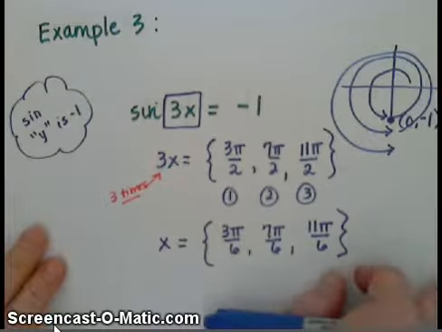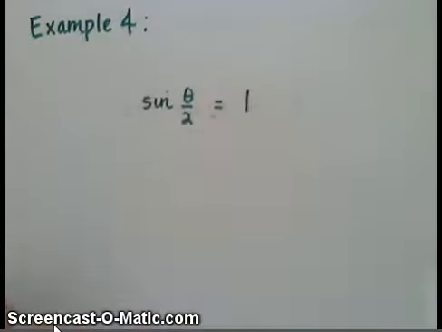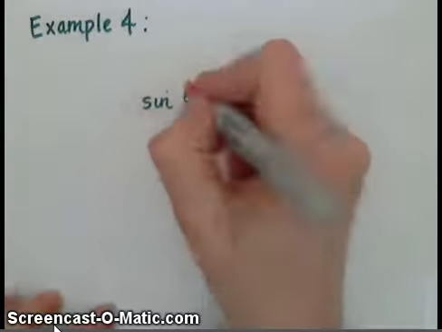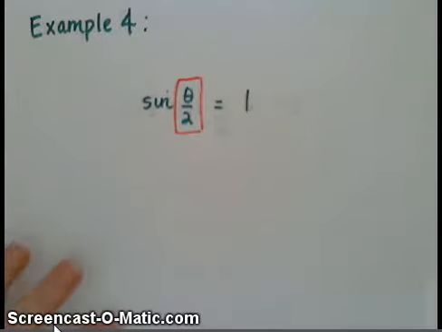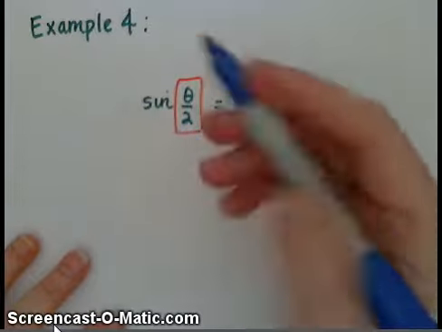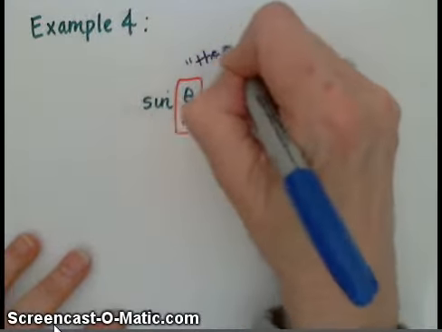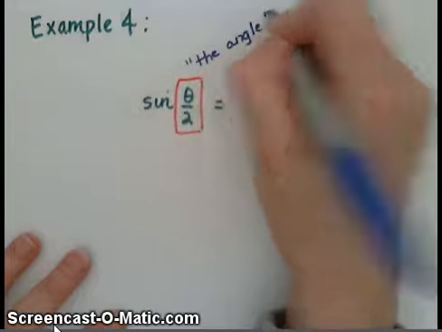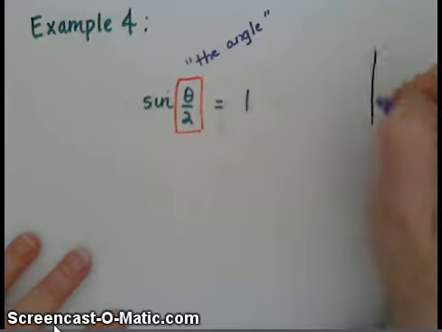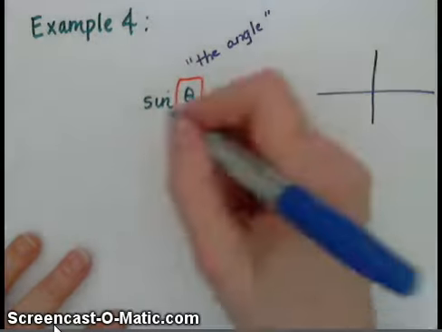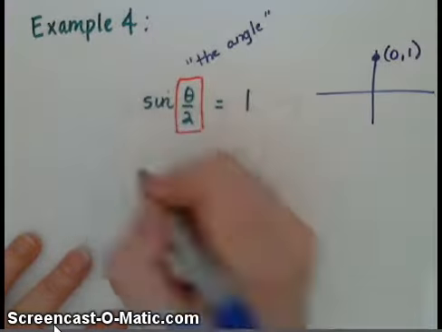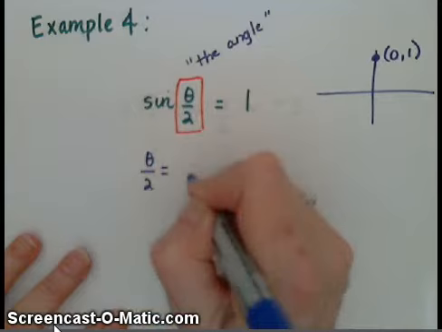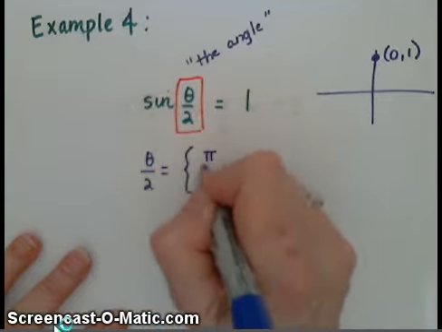Moving on, so I can get a couple more angles in. My next 2 examples have to do with, not multiples, but parts, fractions. Okay, I'm going to draw a box around theta over 2. Basically, we're saying the sine of this angle, theta over 2, the partial, fractional angle, is 1. So that angle is, sine is 1 where y is 1, which is right here. This is the point 0, 1. So theta over 2 is equal to pi over 2.